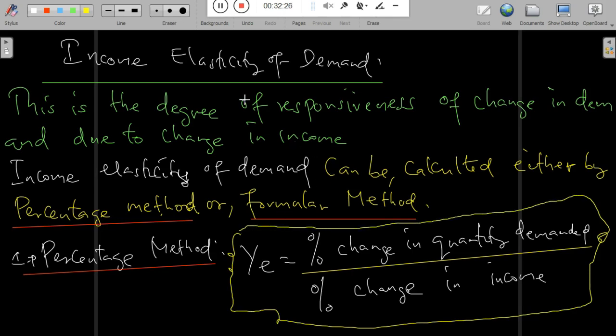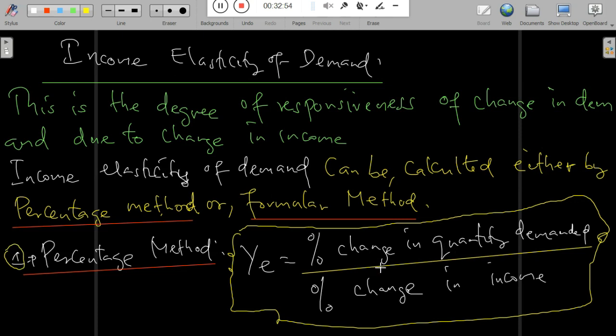Income elasticity of demand. We're going to look at how we can calculate the income elasticity of demand. Briefly, we are going to learn what it is. This is the degree of responsiveness of change in demand due to change in income. Income elasticity of demand can be calculated either by the percentage method or the formula method. The percentage method is given by the percentage change in quantity demanded over the percentage change in income.